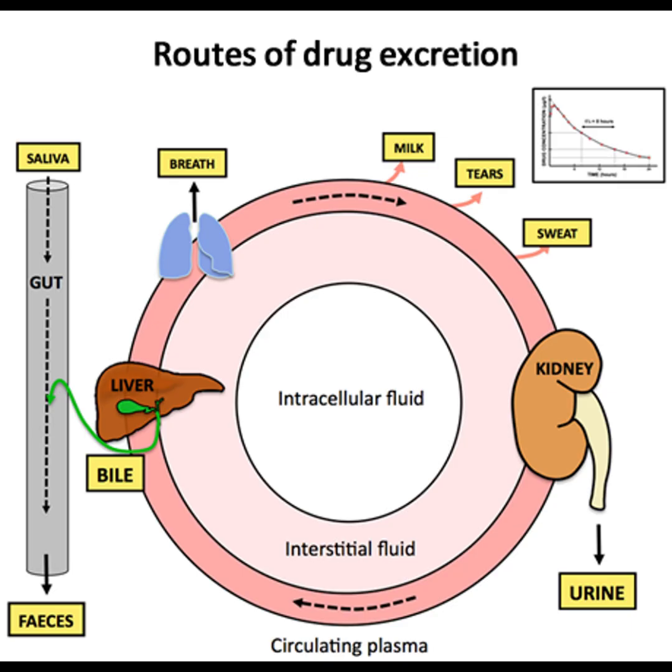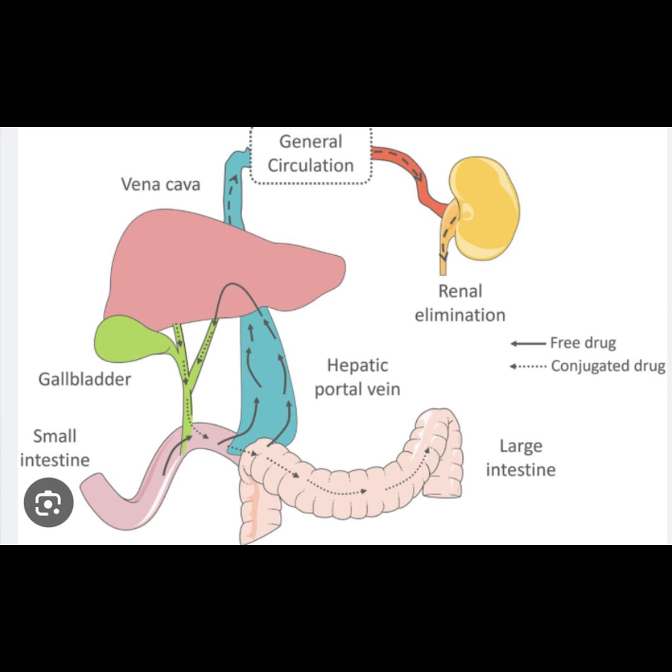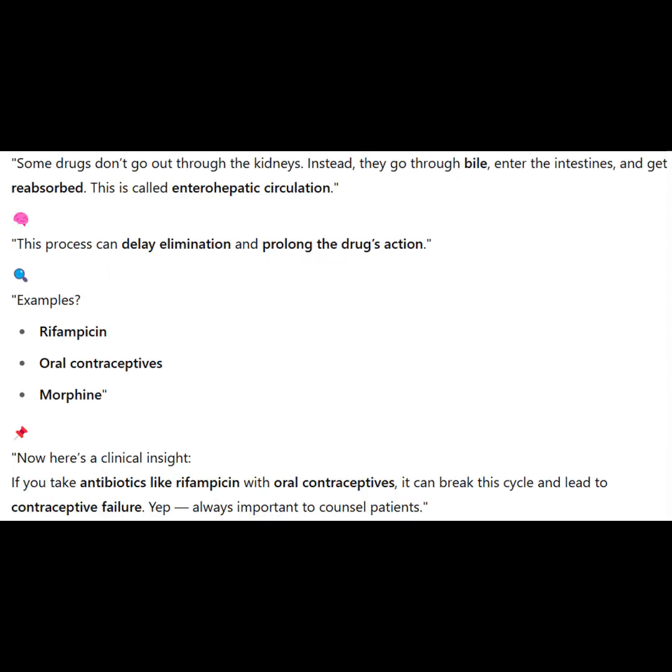So coming to the other route of excretion of a drug is biliary excretion and enterohepatic circulation. Some drugs don't go through the kidneys. Instead, they go through the bile, enter the intestine and get reabsorbed. This is called enterohepatic circulation. This process can delay elimination and prolong the drug action. Examples include rifampicin, oral contraceptives, and morphine.